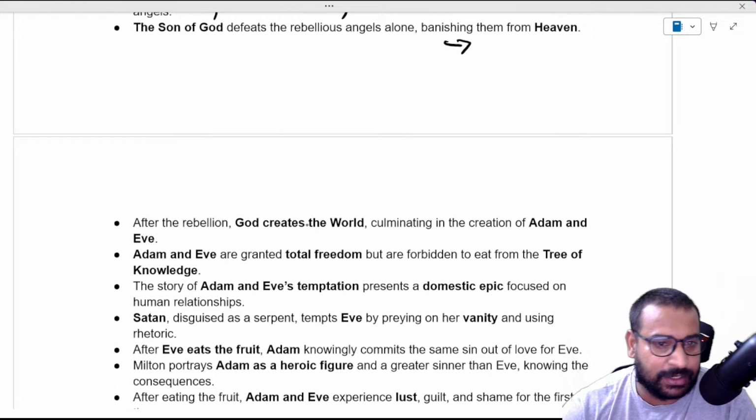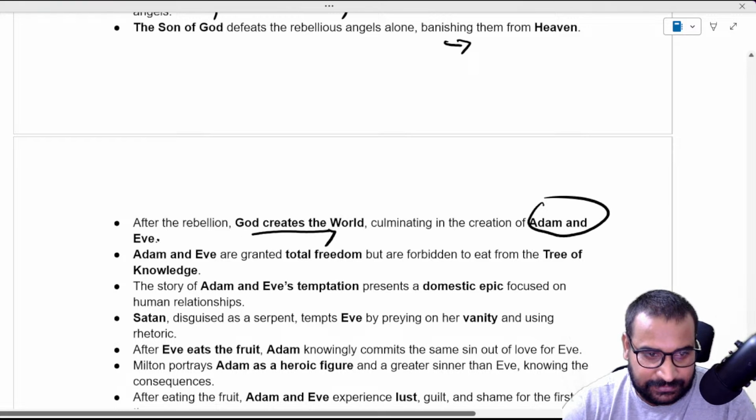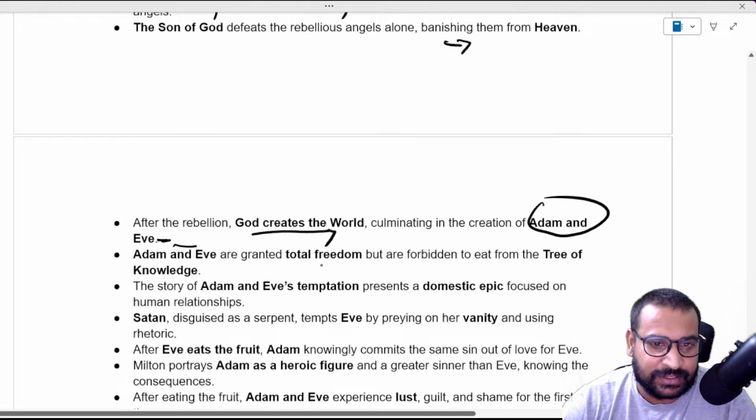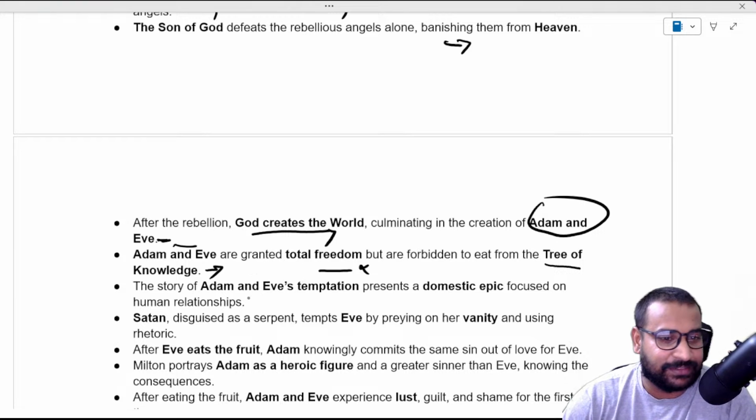And after the rebellion, what happened? God creates the world where they put Adam and Eve. And this couple, Adam and Eve, are granted total freedom there. Whatever you want to do, you do, but you're not supposed to eat the tree of knowledge, right? But if you are blessed with total freedom, what will happen? They will eventually go and eat that fruit.